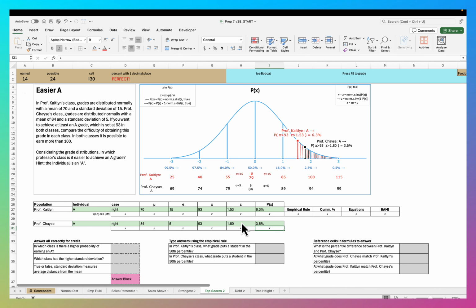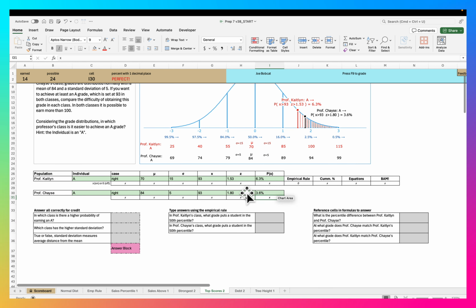Okay, so if we look at the results here, you can see that there's actually a higher probability of getting a 93 or more in Professor Caitlin's class than there is in Professor Chase's class, which again is odd, because remember, Professor Chase has the 84 as the mean. Professor Caitlin has 70, but notice that it goes up faster. It goes 70 to 85 to 100, 2 standard deviations, whereas here it's 84 to 89 to only 94 at 2 standard deviations. So that's why.